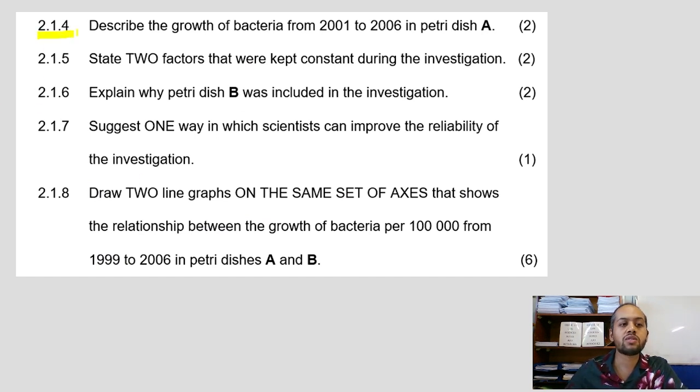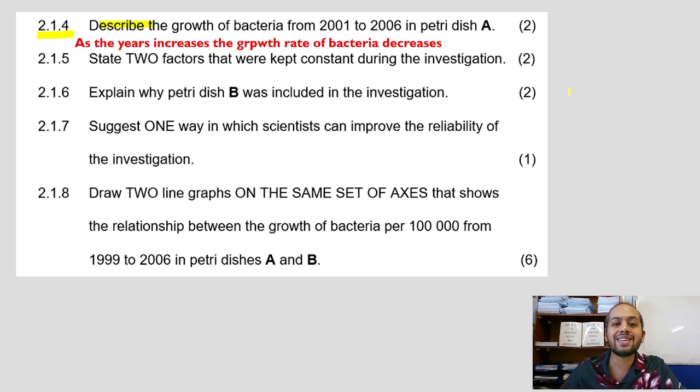The next question, 2.1.4, asks us to describe the growth of bacteria from 2001 to 2006 in Petri dish A. So if you look at Petri dish A, you will see that as the years are increasing, the growth rate of bacteria is decreasing.